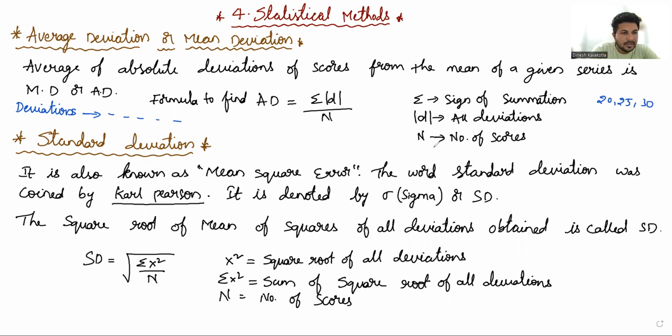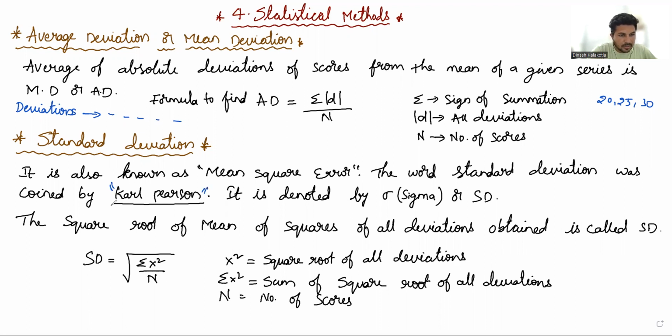Okay. Now let us see standard deviation. It is also known as mean square error. What is it? A standard deviation is also known as mean square error. Right? The word standard deviation was first coined by Carl Pearson.